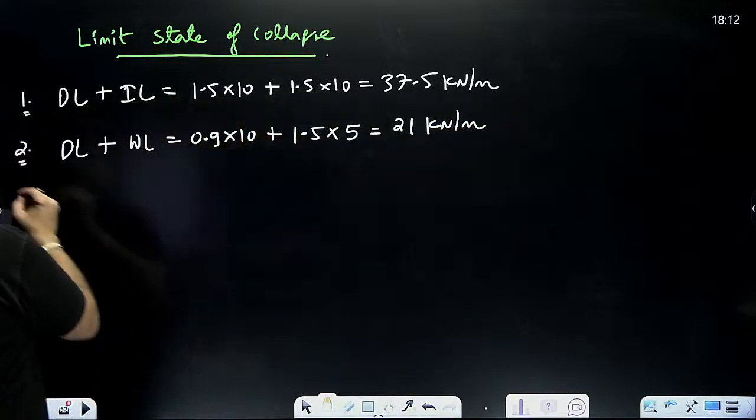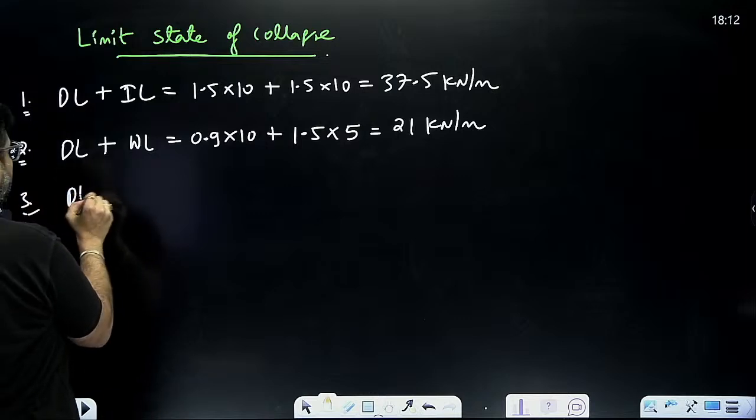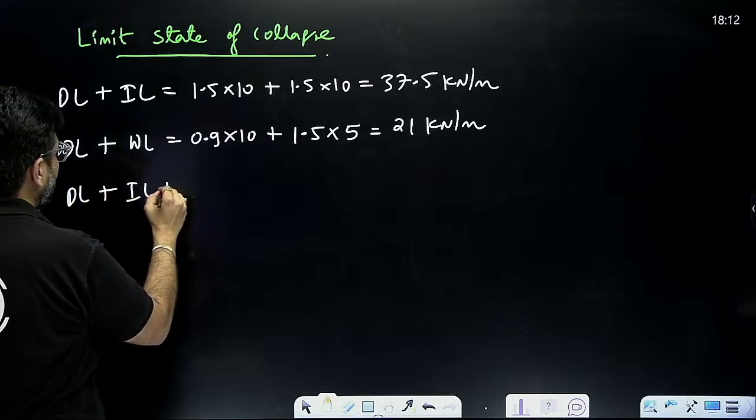Now, dead load plus imposed load plus wind load.